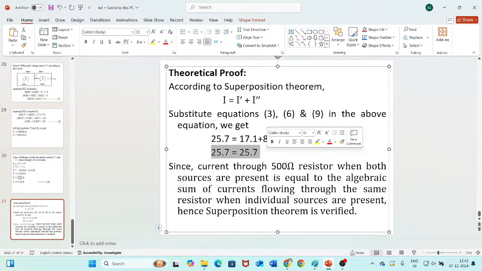So the current through the 500 ohm resistor when both sources were present is equal to the algebraic sum of the currents flowing through the same resistor, that is the 500 ohm resistor, when individual sources were present. So hence the superposition theorem is verified for the given circuit.